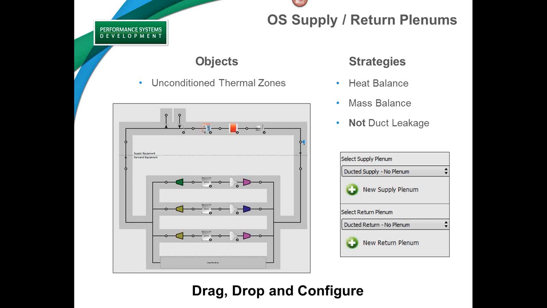What is unique about this is the plenums cannot cross systems. So an individual supply or return plenum can't serve more than one air loop, essentially. So we'll see again in the demo in a few moments how to set this up. It's very graphical. It's drag, drop, and configure, just like the VRF and refrigeration modules were.